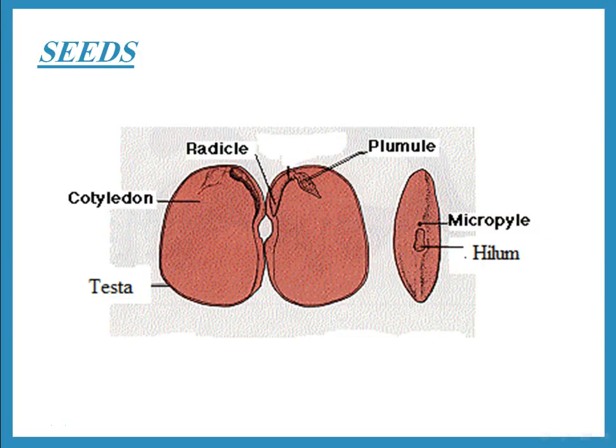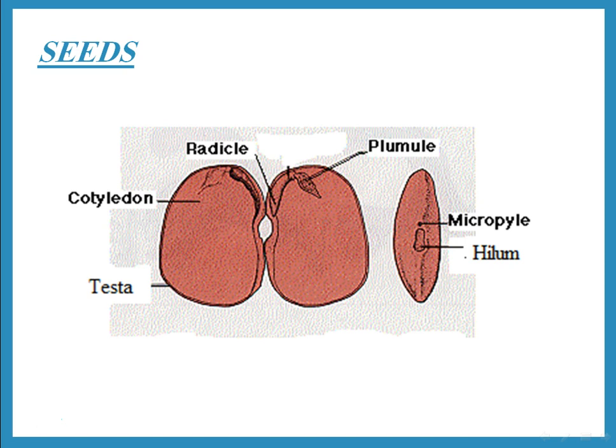Once the ovule becomes seed, then the seed can start to grow to form a new plant. So any seed has an outer cover, which is called the testa. It has a store of food, which we call the cotyledon. It has the embryo, which is made up of radicle and plumule. And you should remember that the radicle is the one that grows to form root, and the plumule is the one that grows to form shoot.